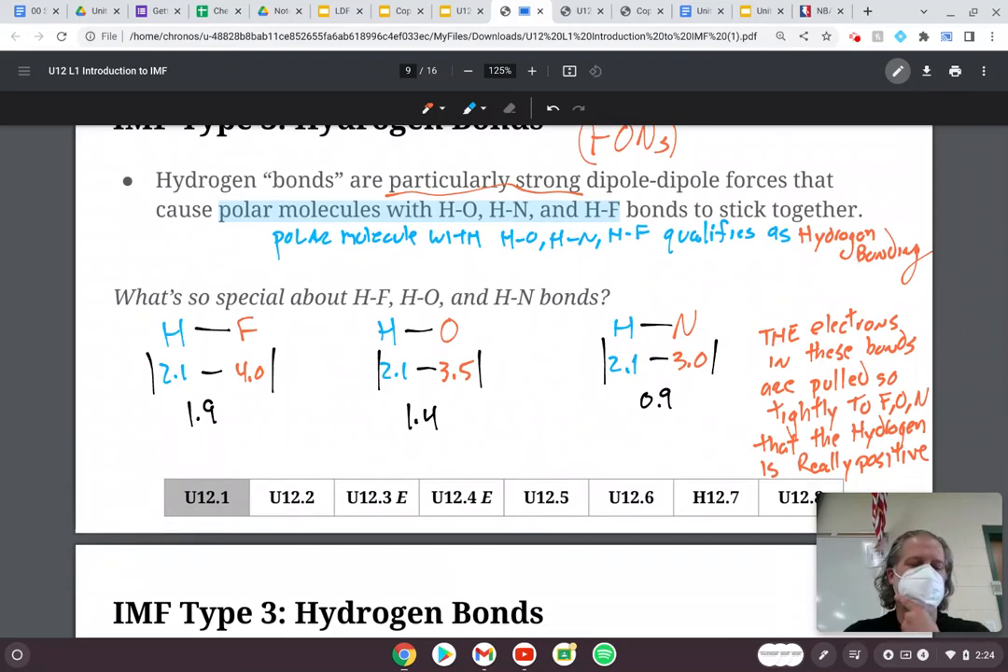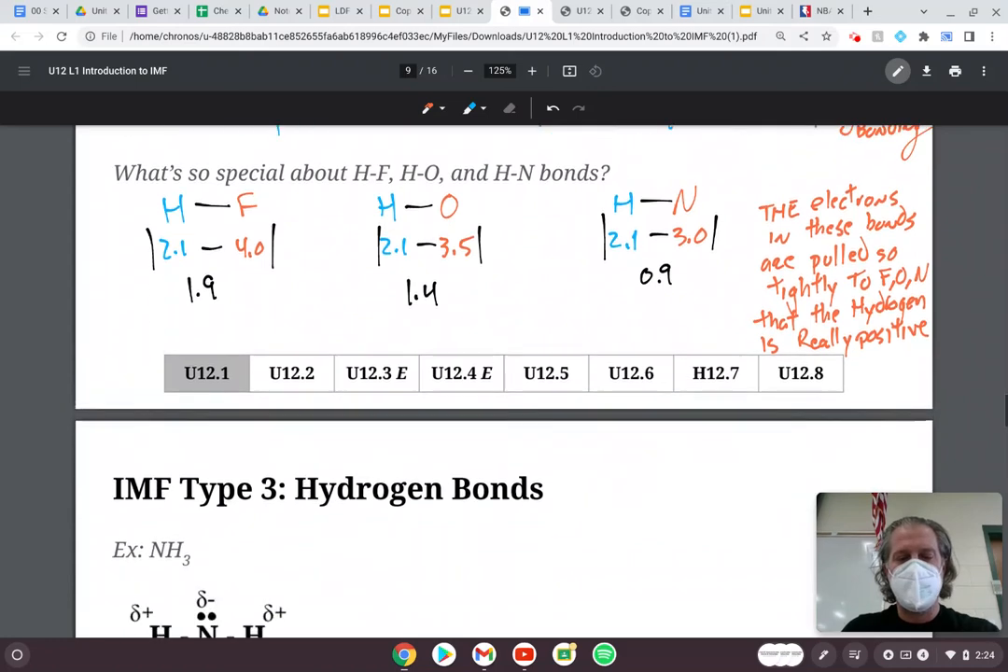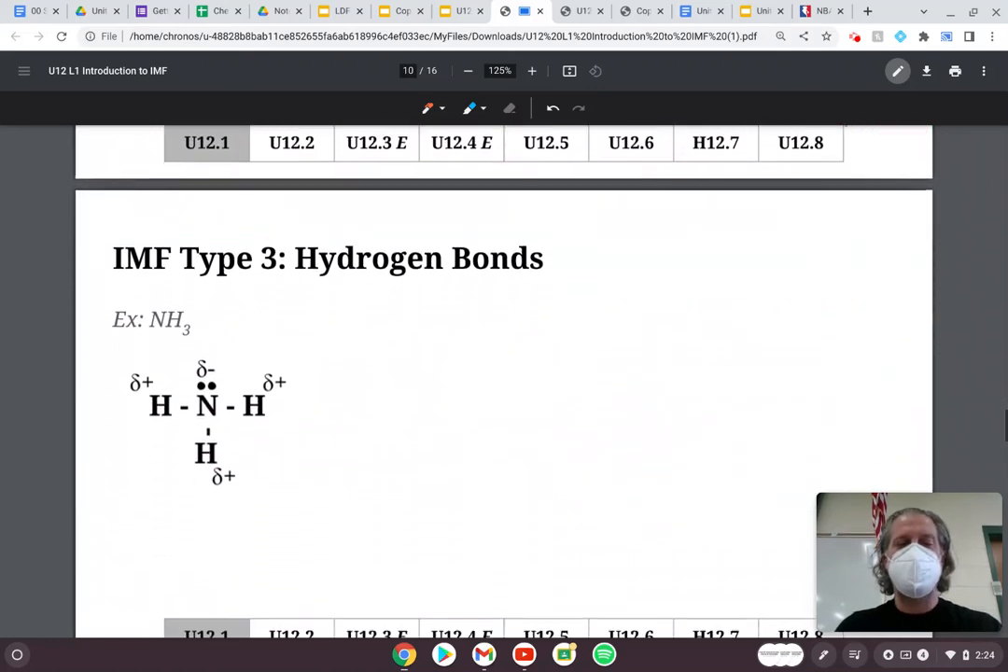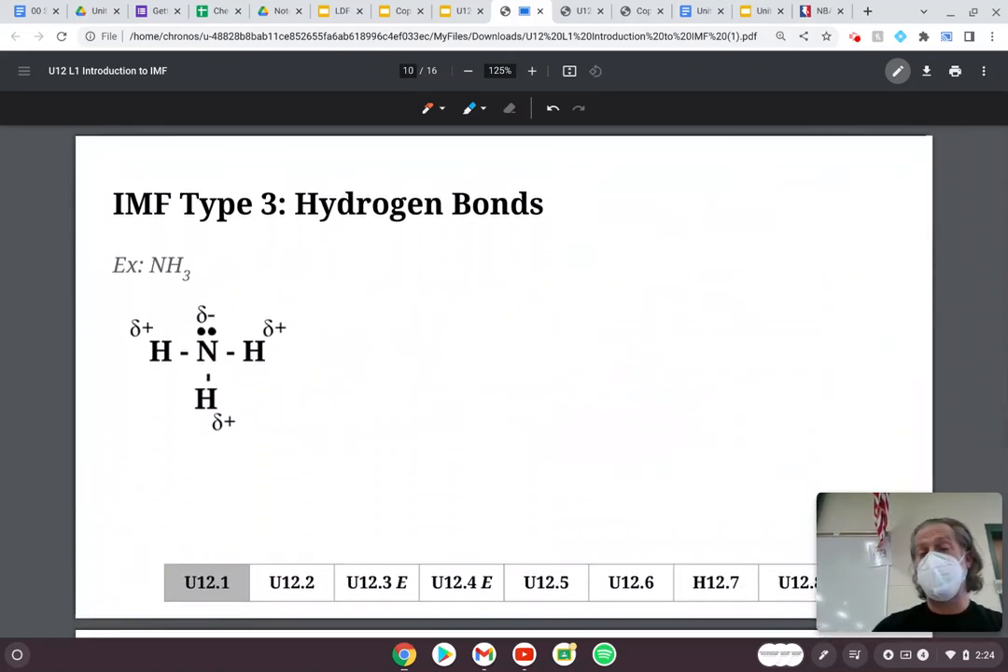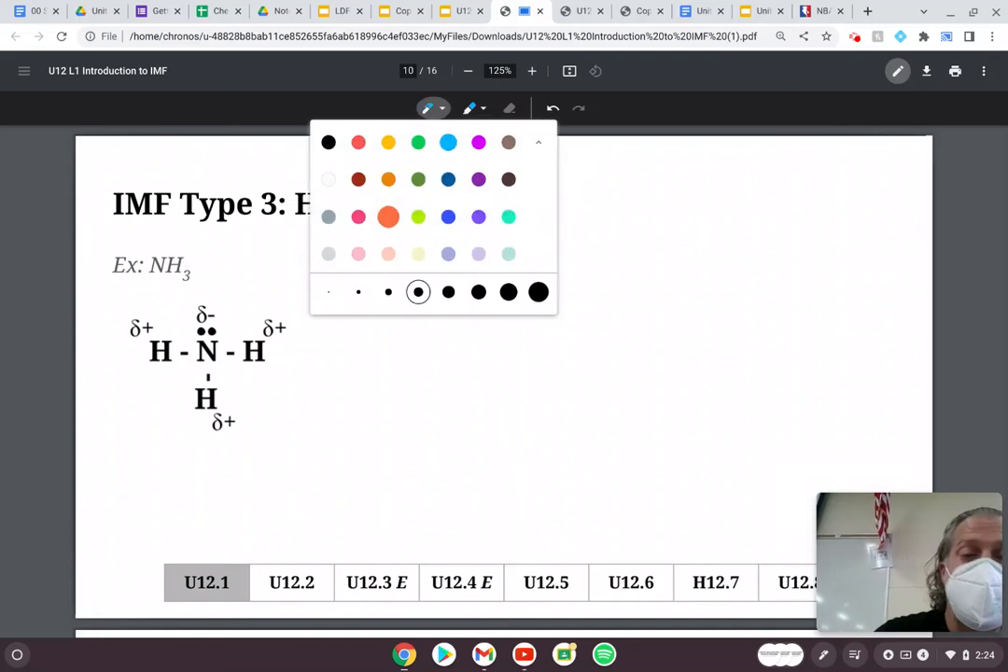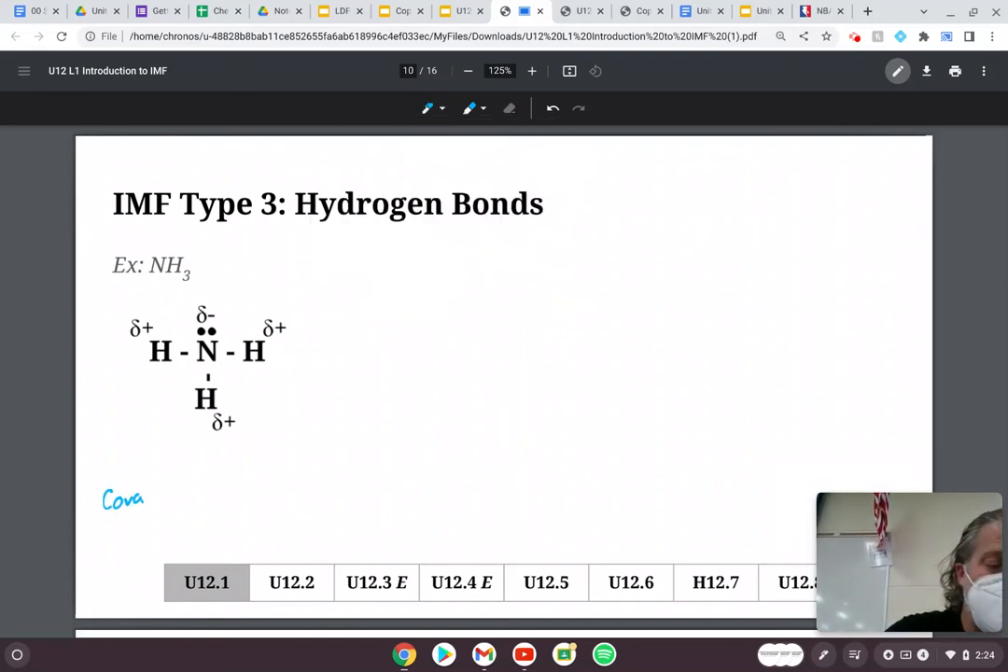And then to work through that as an example, we're going to use the example of NH3, which is ammonia. This is a covalent molecule.